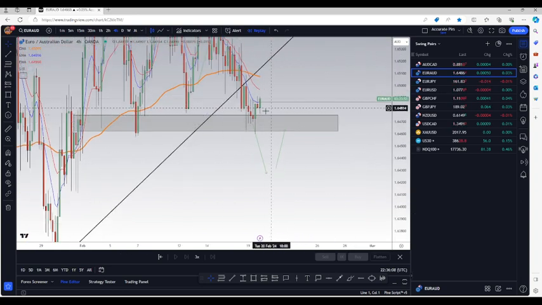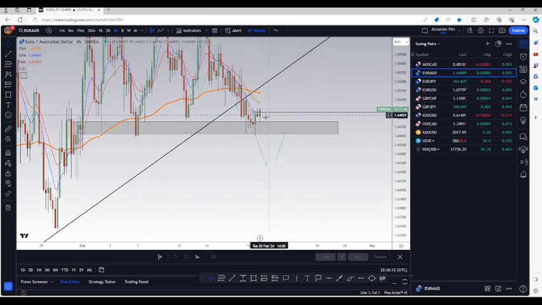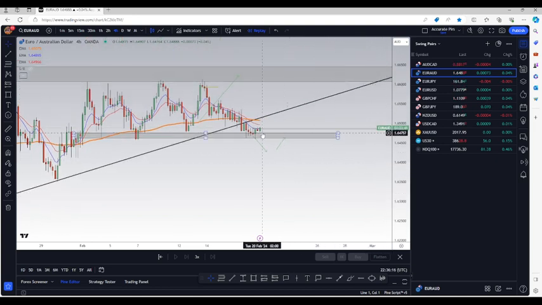Alright, cool. So it all depends how this next 4-hour candlestick closes on USD CAD. Look for the buys on that. And if we do go for the buy on USD CAD, we're looking to ride it back up to this resistance level.